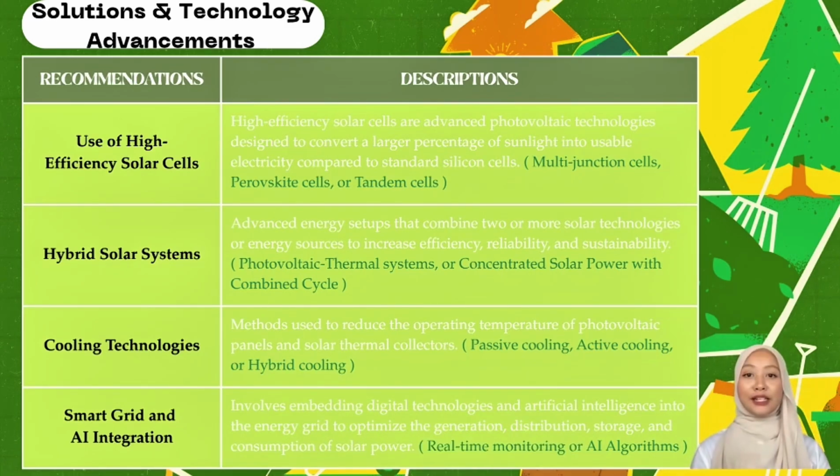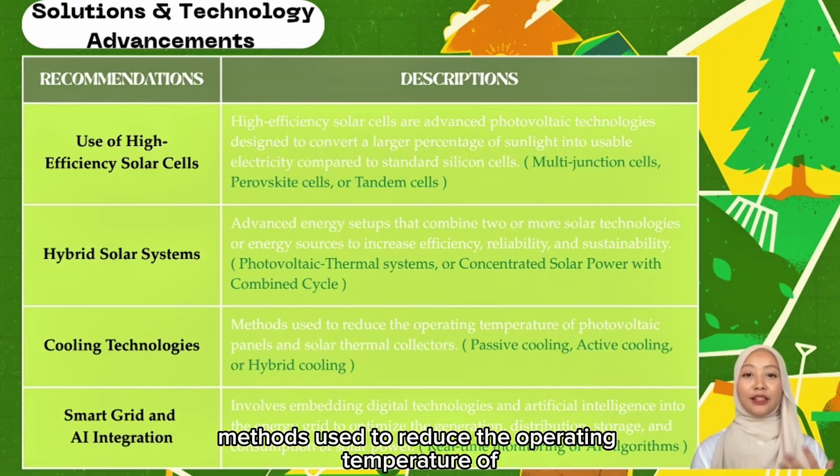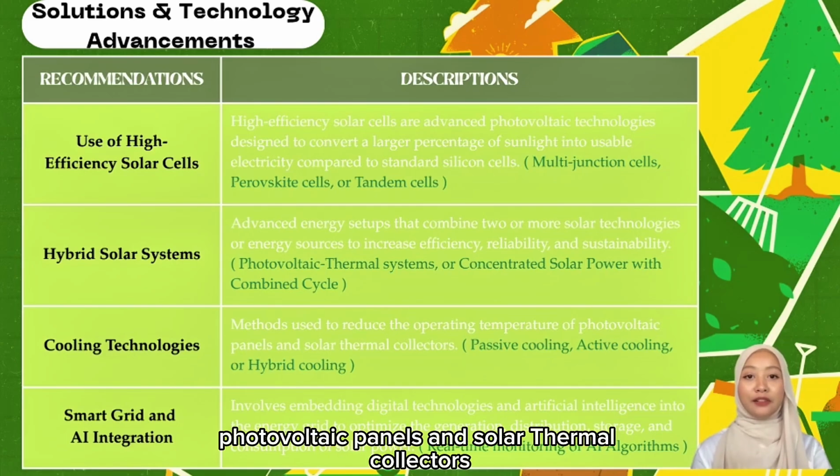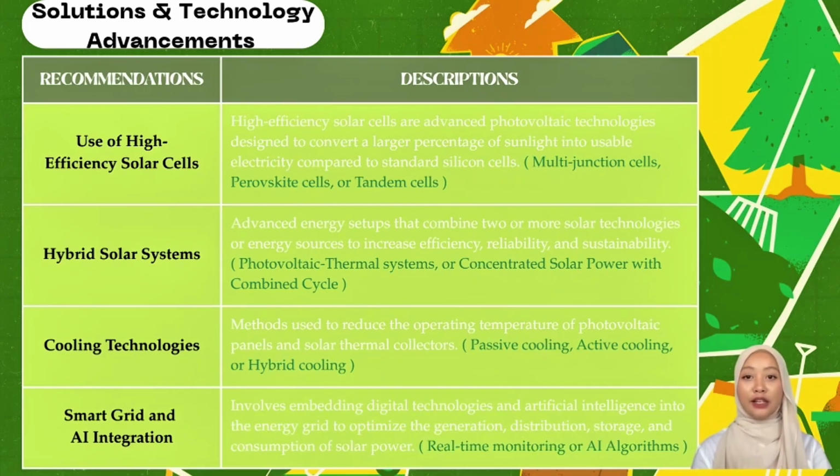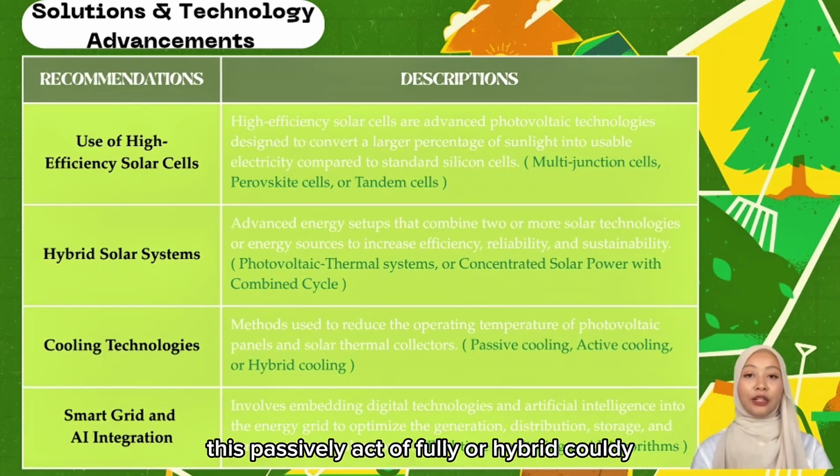The third one is cooling technologies. Methods used to reduce the operating temperature of photovoltaic panels and solar thermal collectors. For instance, passive cooling, active cooling, or hybrid cooling.